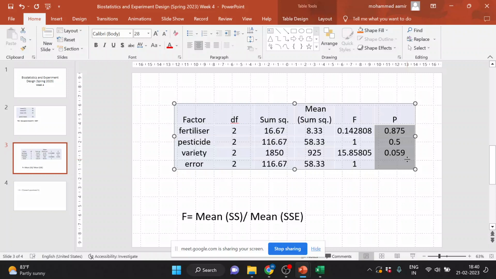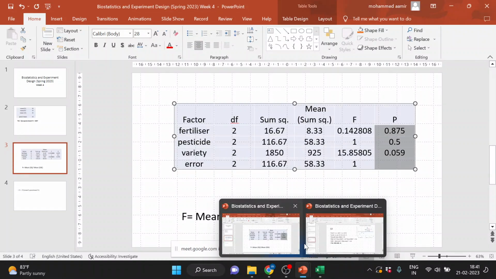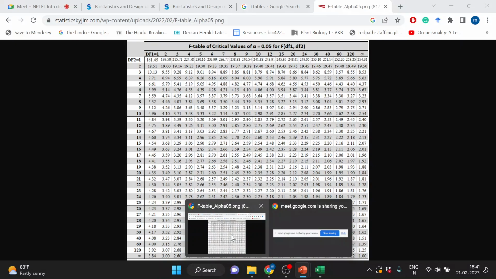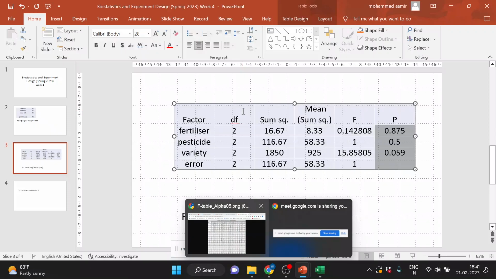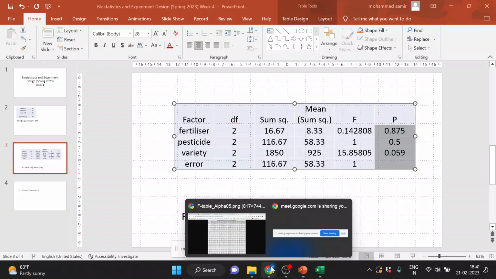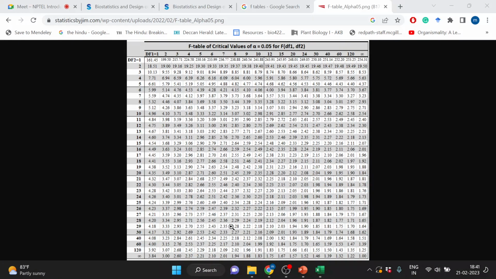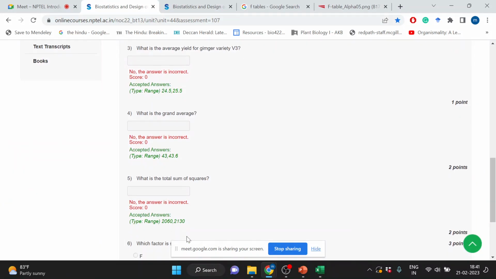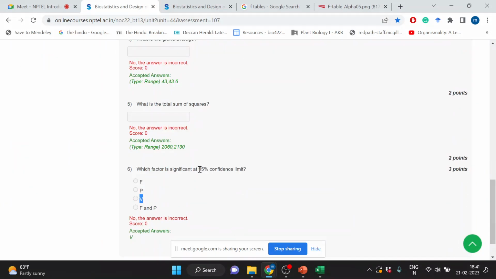Sir, just before alpha equals 0.05, you had opened one more table, 0.10. So how would we know which table is correct to use? Because the question asked for the 95% confidence interval, which means you need to look for 0.05. Okay, sir.